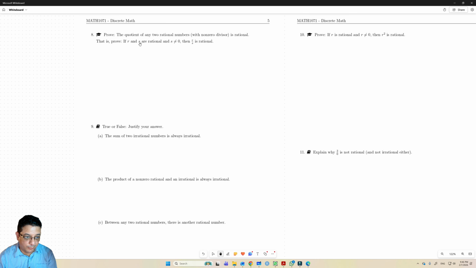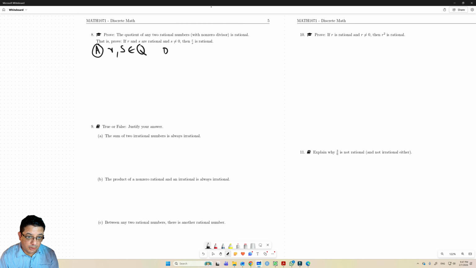Continue with examples for 4.3. For question number A, we have: the quotient of any two rational numbers with non-zero divisor is going to be a rational number. So our assumption is that we're going to have two rational numbers.